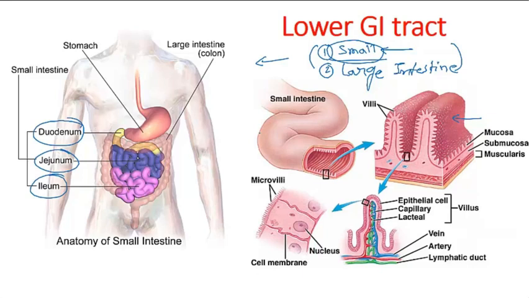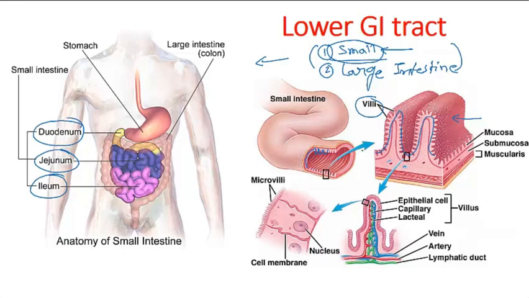But the unique feature of the small intestine is that it has finger-like projections known as villi. As you can see here, you see these finger-like projections all around the internal surface of the small intestine. The villi increase the surface area because the job of the small intestine is to absorb nutrients. So the more surface area they have, the better absorption they can do.